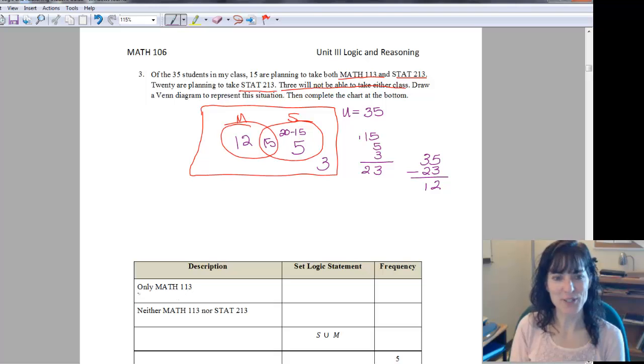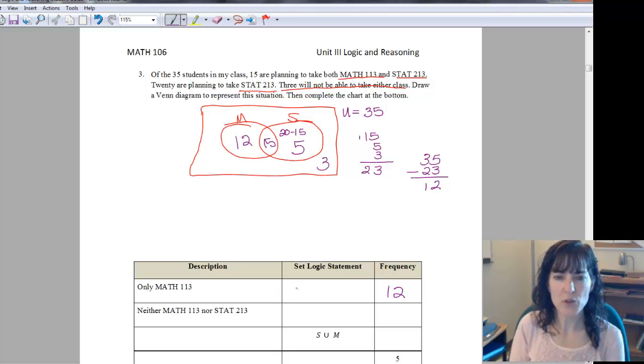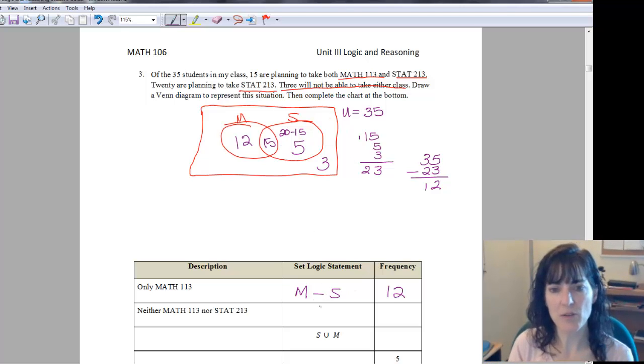Oh, and that's our first question. So for the first question, it says only Math 113. And we know that's 12. That was the one that we figured out. It's just this portion here. Let me see if I can do my pointer a little better. Just this portion right here. So we'll put 12 for the frequency there. And only Math 113, we could do Math minus Stats because it's take away the ones that are in common. And so that'll be Math minus Stats.